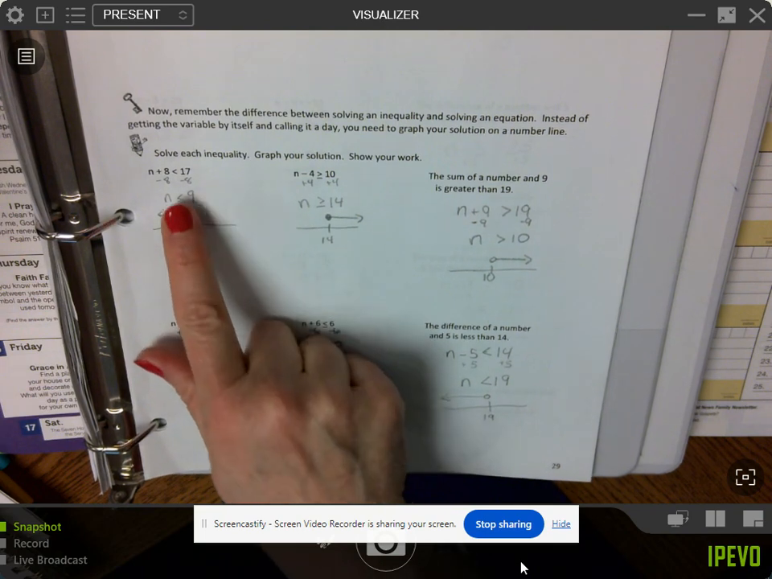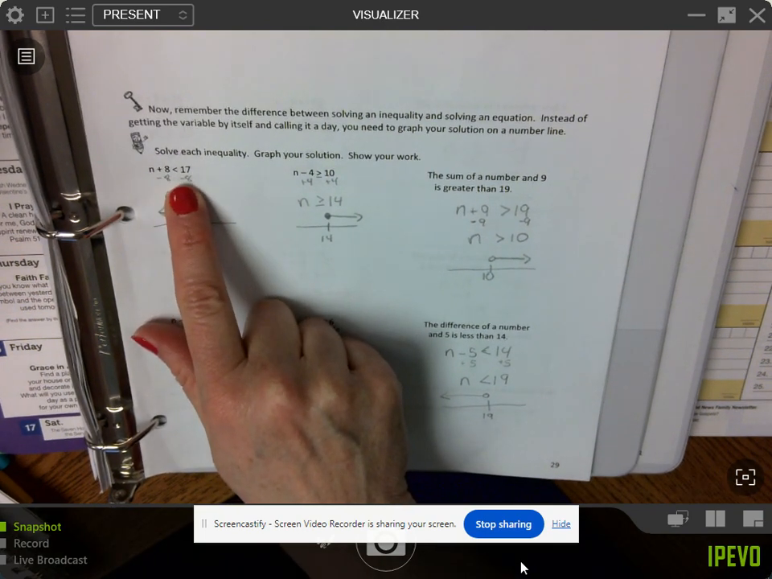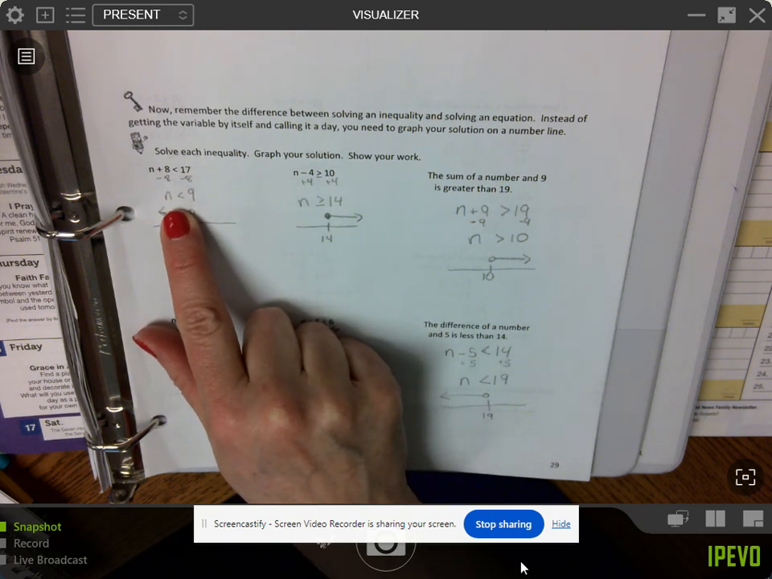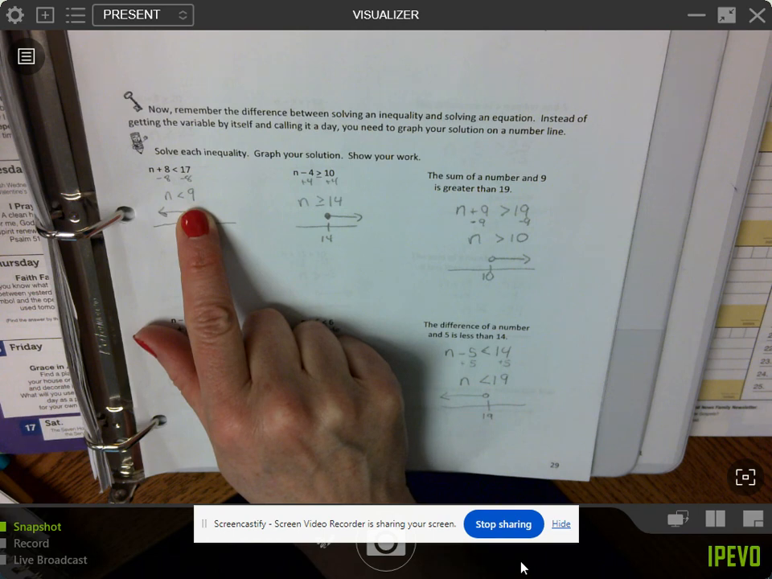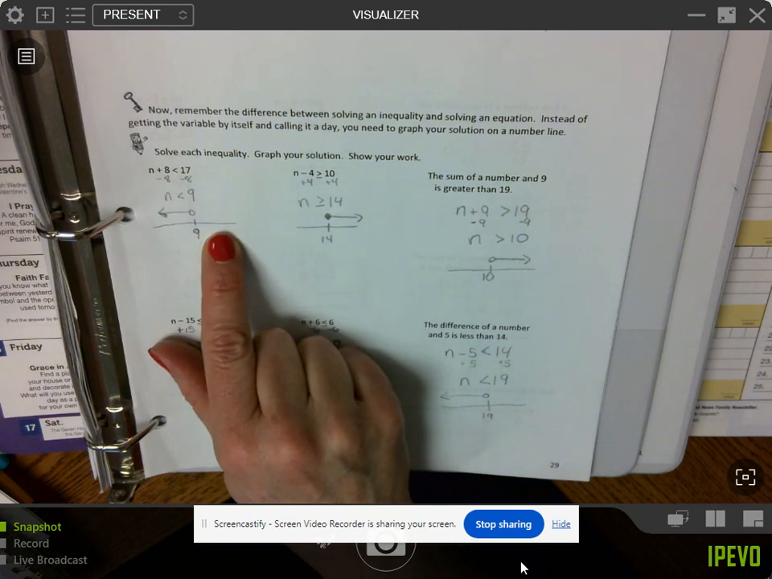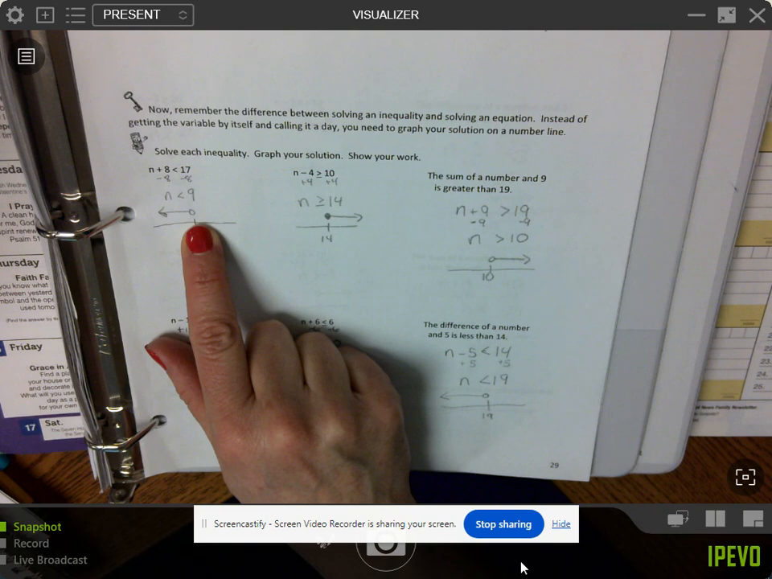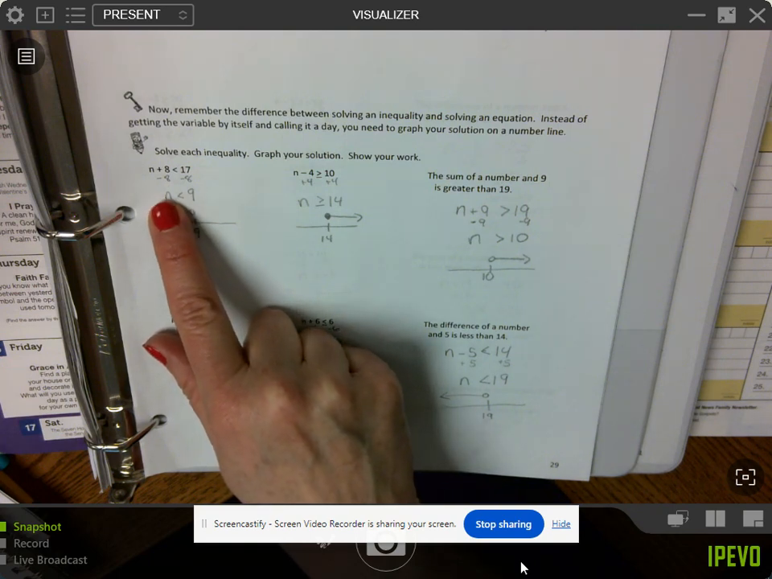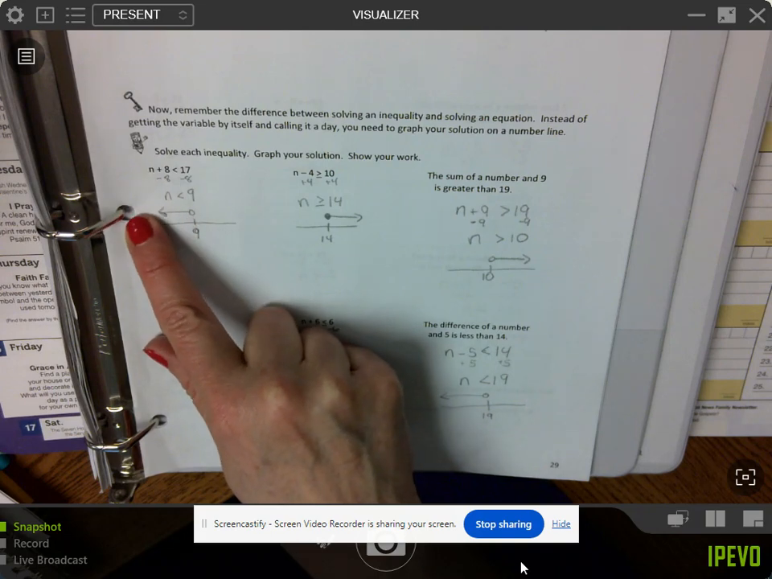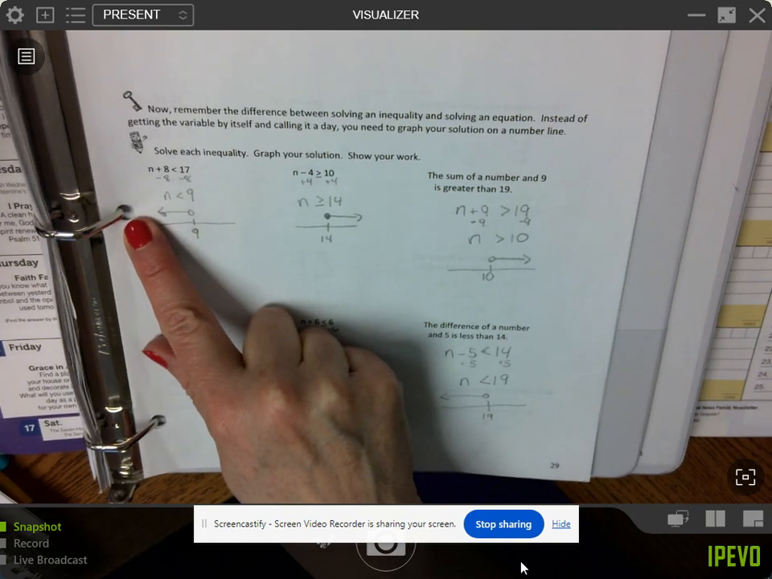So we have n plus 8 is less than 17. We had to do our one step to find out what n is less than. N is less than 9. Then we had to graph it. So we had to do our 3 steps for the graphing. We had to make our number line with the 9. We had to put our circle above it, and it's going to be an open circle because it is not equal to, and it's going to the left because it is less than.